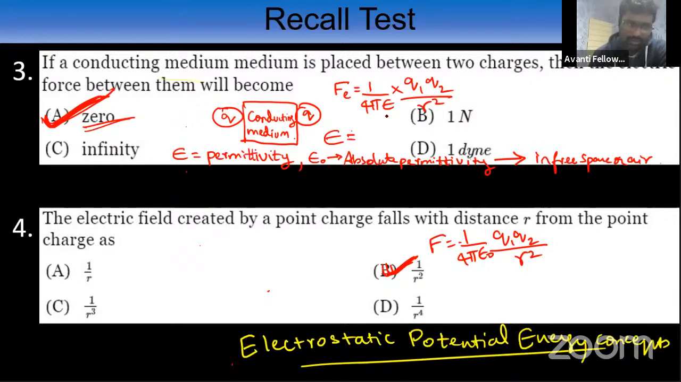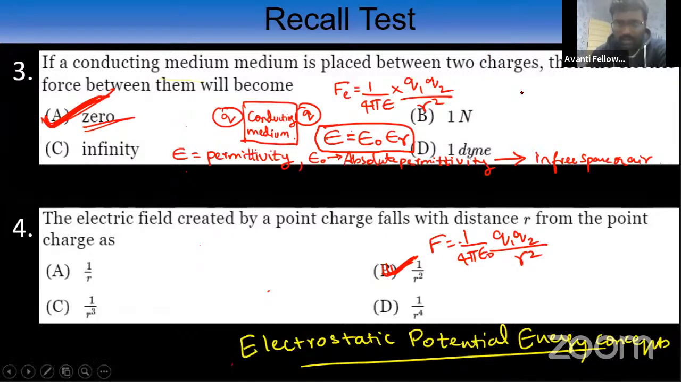Correct, Krish, awesome. So epsilon is the product of epsilon naught into epsilon r. We discussed this when we introduced permittivity: epsilon is nothing but epsilon naught into epsilon r, where epsilon r is the relative permittivity.